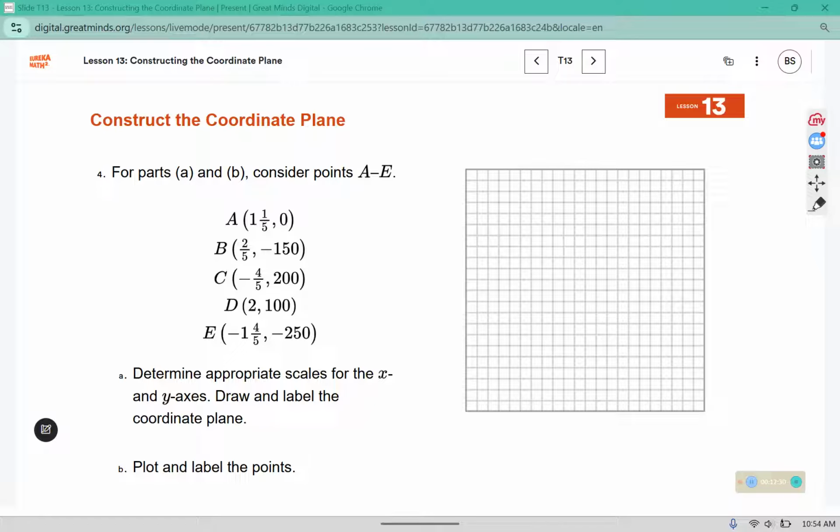For parts A and B, consider points A through E. Determine the appropriate scale for the x and y axes. Draw and label the coordinate plane.